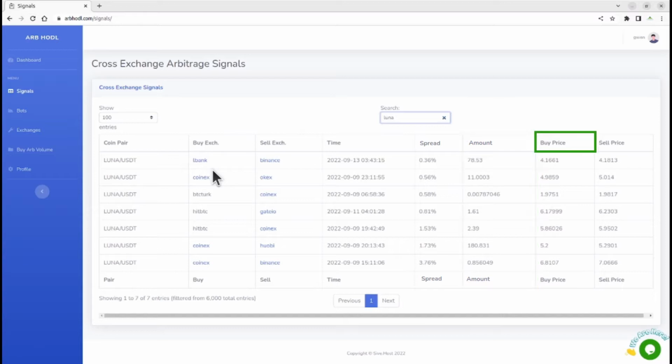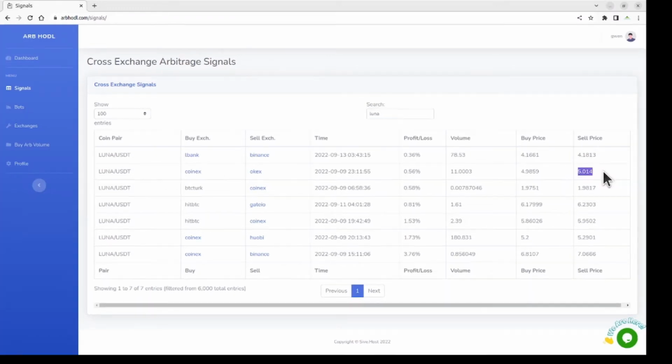The buy price column, the seventh column, is the price you could buy Luna at the buy exchange Coinex for in this example, which was 4.9859 USDT at the time. The sell price column, the eighth column, is the price you could sell Luna at the sell exchange OKEx for in this example, which was 5.014 USDT at the time.